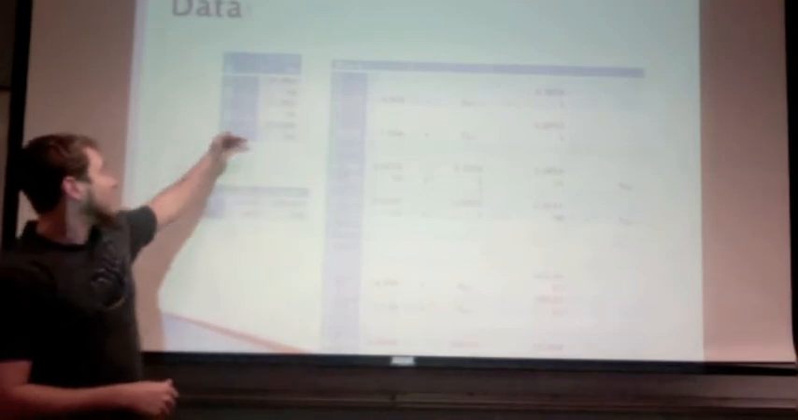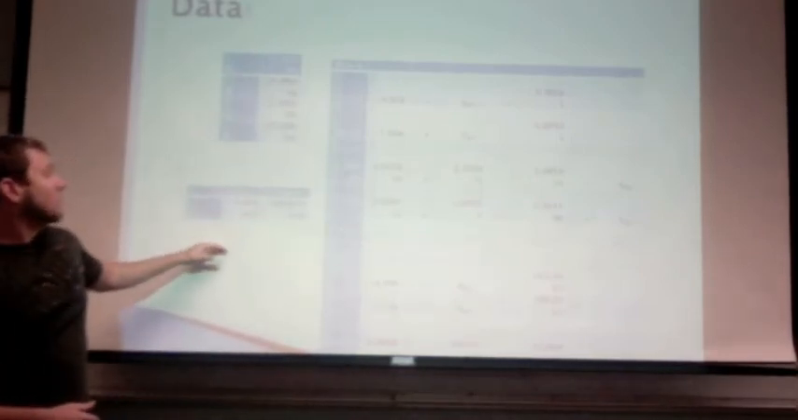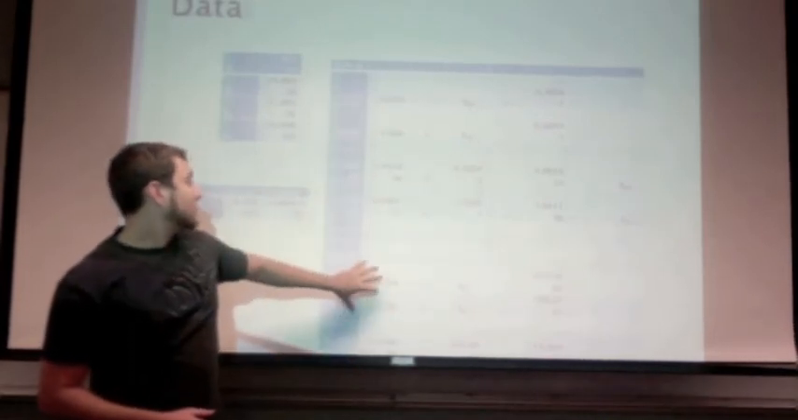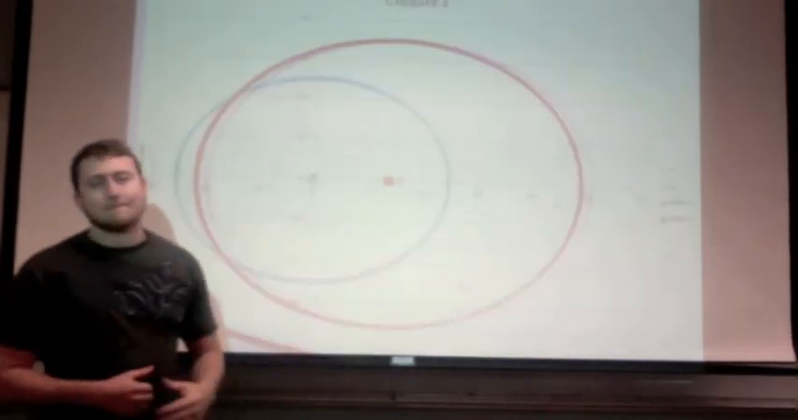Okay, this is just some of the data, all of our R values, theta 1, and the matrices used to determine the positions of pole A and pole B.